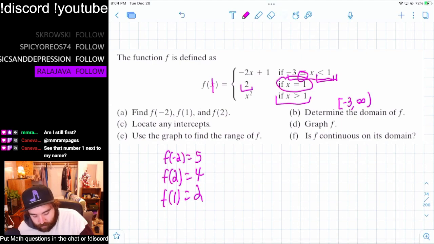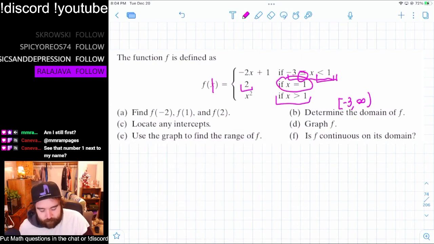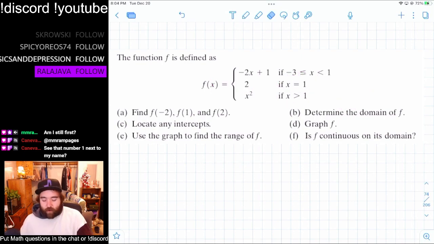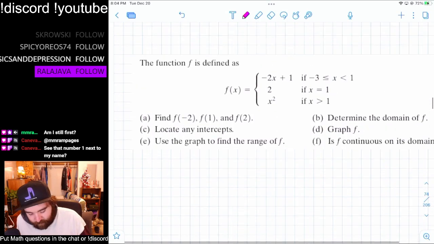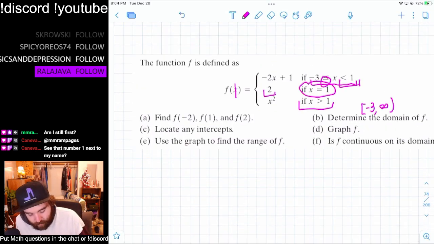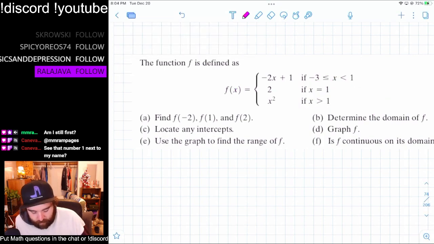Okay. Locate any x or y intercepts. Well, I always say, we know our rules to find x and y intercepts. You find them the same way every single time. So let's find the y-intercept first, which I also usually do because it's the easiest. I don't know why I erased all that. Well, I guess it's good. I can use the room now that I already did it.